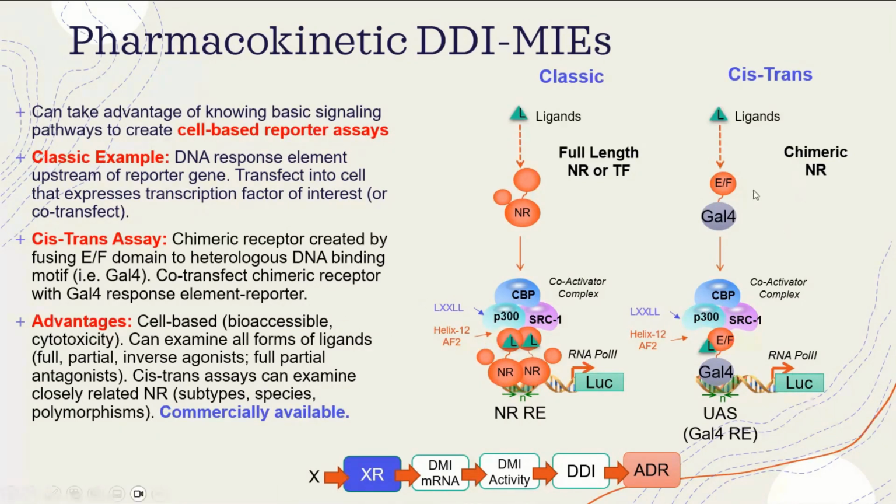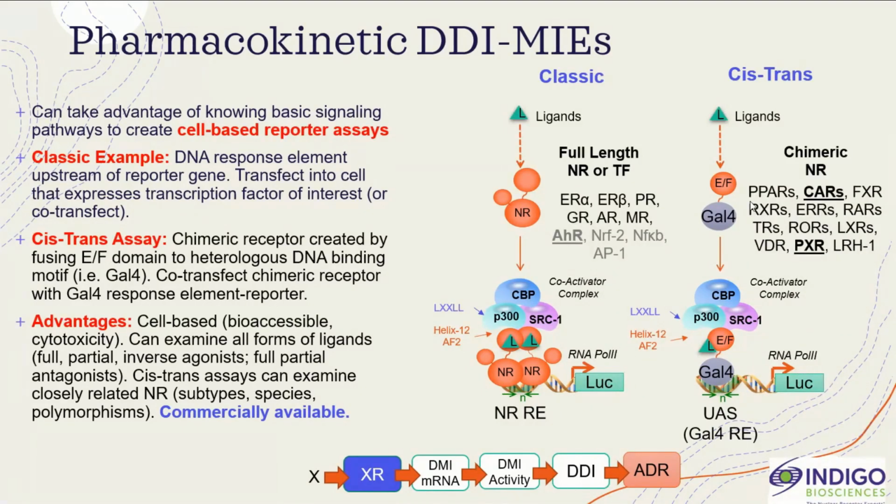There's another system that we use that takes advantage of the fact that you can move portions of the receptor and they maintain their activity. So this is called the cis-trans assay, where we're able to remove the ligand binding domain, stick it to an artificial DNA binding domain, and then have an artificial DNA binding domain reporter construct. And this has some advantages, as we'll talk about later on, where you can isolate just the ligand binding event that occurs and look at more specific types of responses.